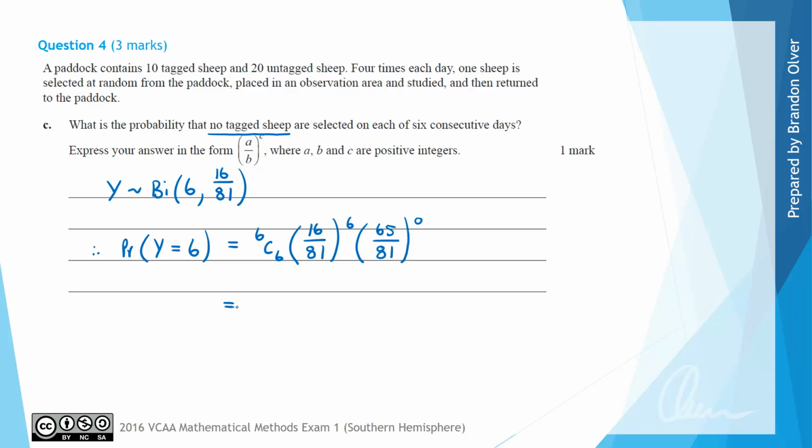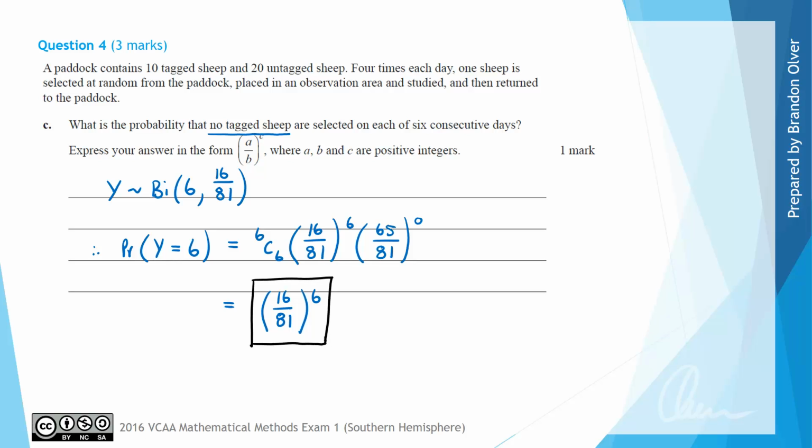And now that simplifies down. 6 choose 6 is 1, and 65 on 81 to the power of 0 is also 1, so our answer is going to be 16 on 81 to the power of 6. And now because that's in the form a on b to the power of c, that is our final answer for part C.